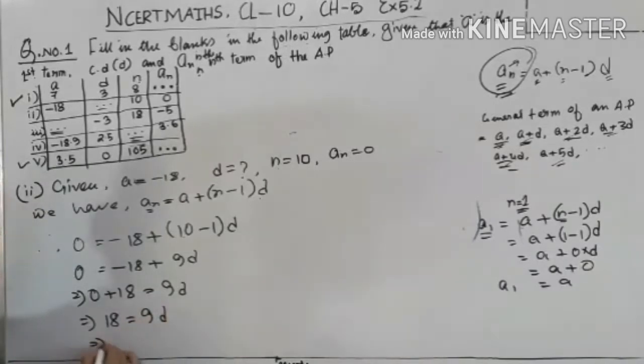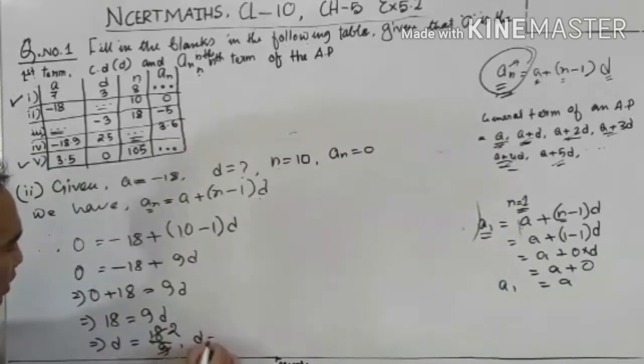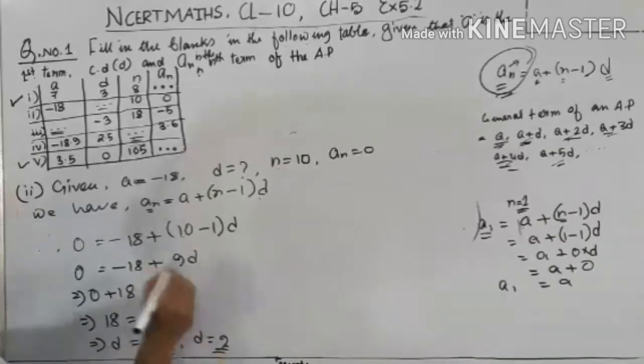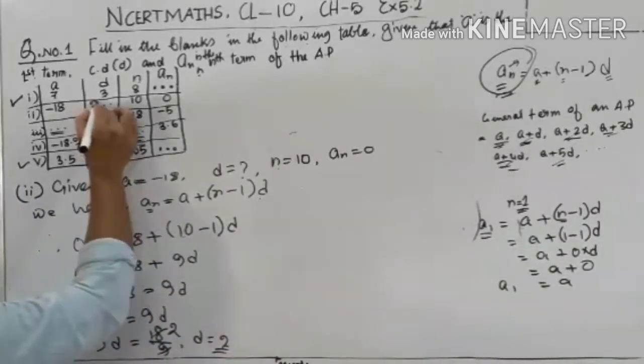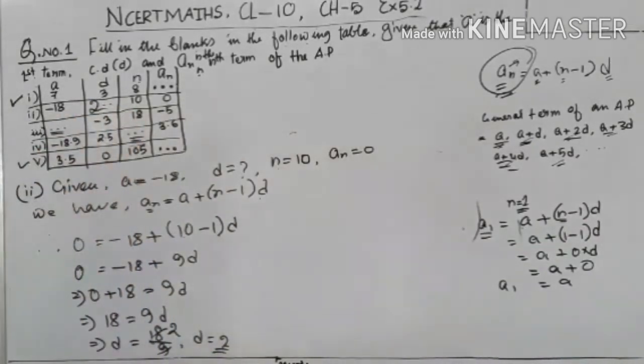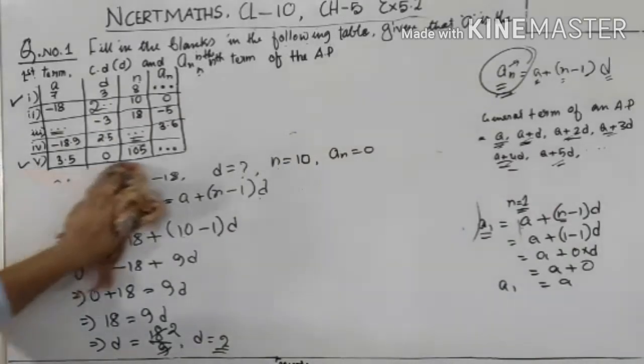That means d equals 18 upon 9. How much is it? 2. So d equals 2. Correct? This is the answer. Okay, fine. Next one.